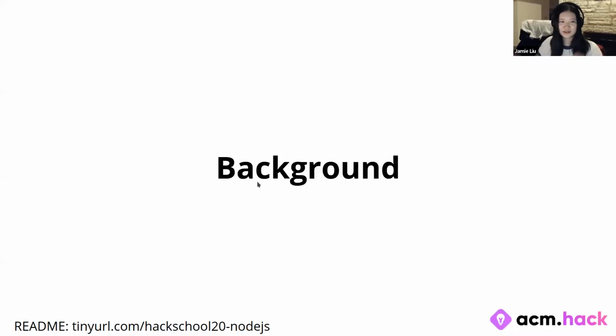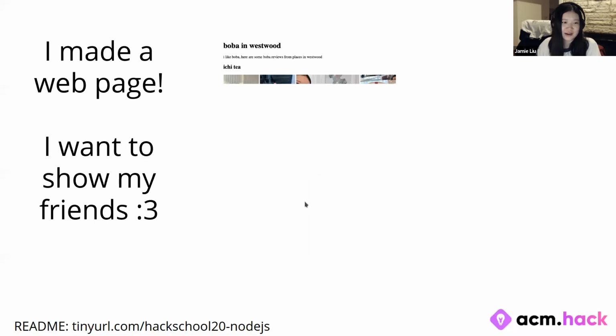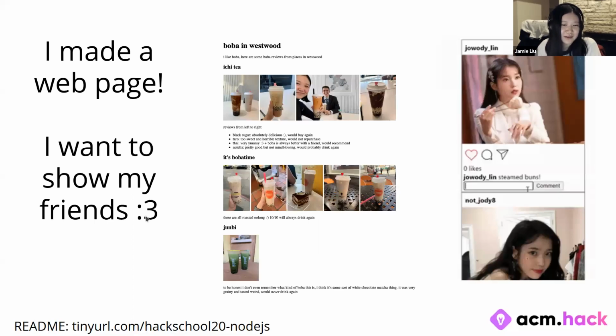Yeah, so first we're going to go into a bit of background information. Say we made some sort of web page and we want to show our friends. Maybe it's a Bobo review site or an Instagram scam app. But in any case, we made this really cool web page and we want to show our friends. But we're being responsible and socially distancing, so we can't just pull it up on our laptop and show them in person. So we want to use another method, right?